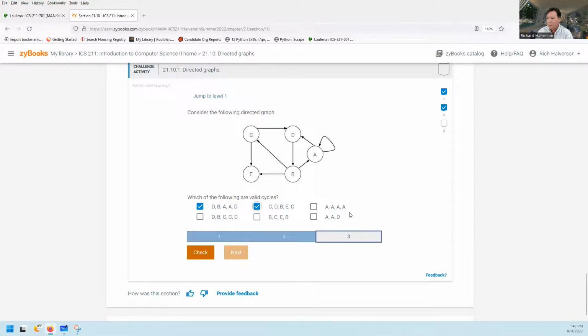What about this one? Oh yes. A, A, A, A. Yes, that's valid. How about this one? D, B, C, C, D. Oh, C, C. There's no loop on C there, so we already know that's not valid. How about B, C, E, B? B, C, E. Oh, can't go from E to B, so that's not valid. And this doesn't end with the same vertex that it starts with, so that's not valid.